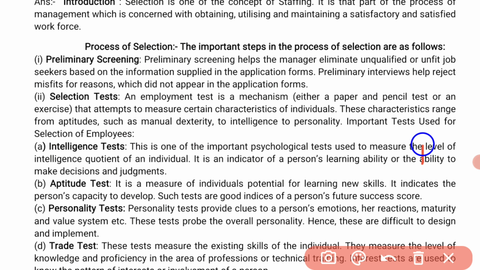Next step is the selection test. So here an employment test is to be made. After screening the primary applications, you have to move towards the next step, that is the selection test. Some tests are to be arranged to make the selection. These tests range from aptitude tests, or we can say manual tests, to intelligence tests and personality tests, which are to be implemented.